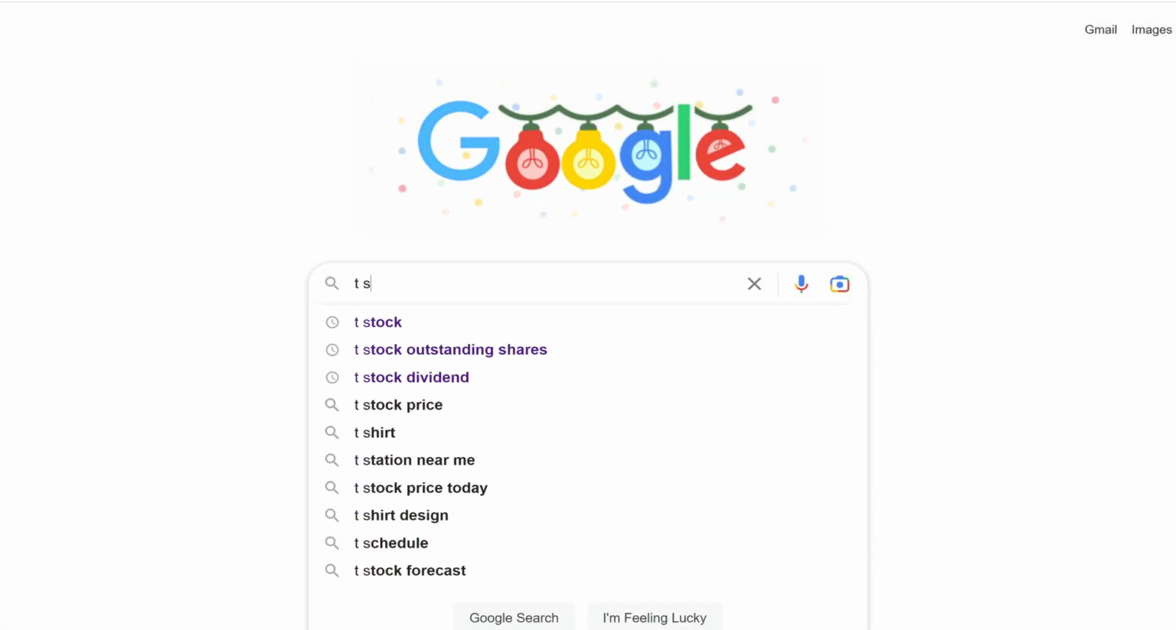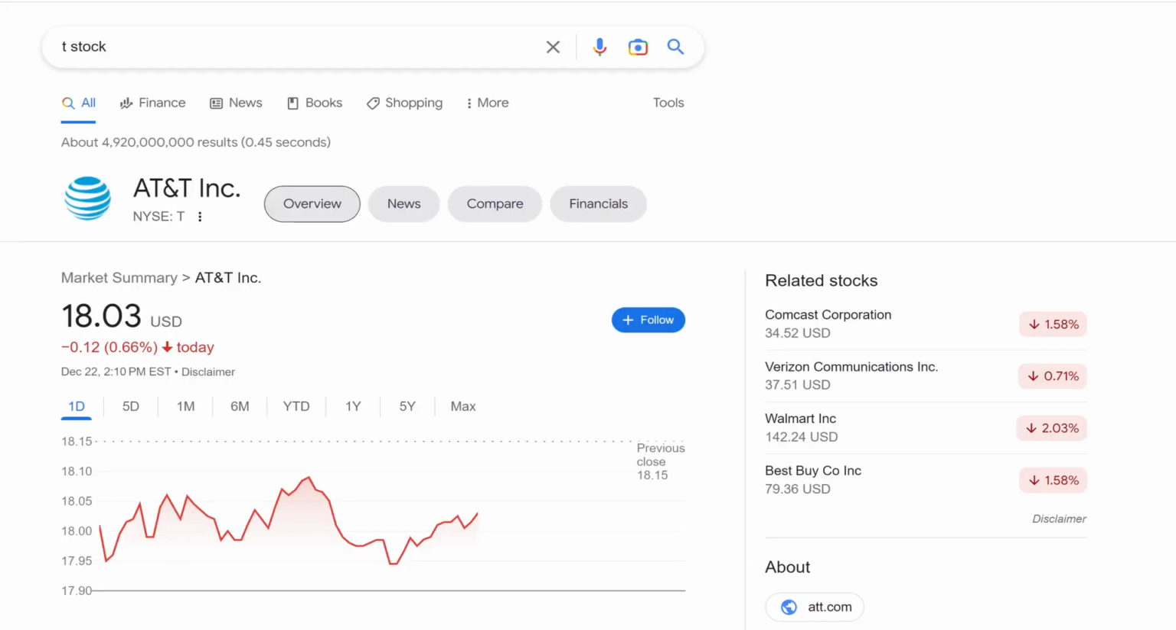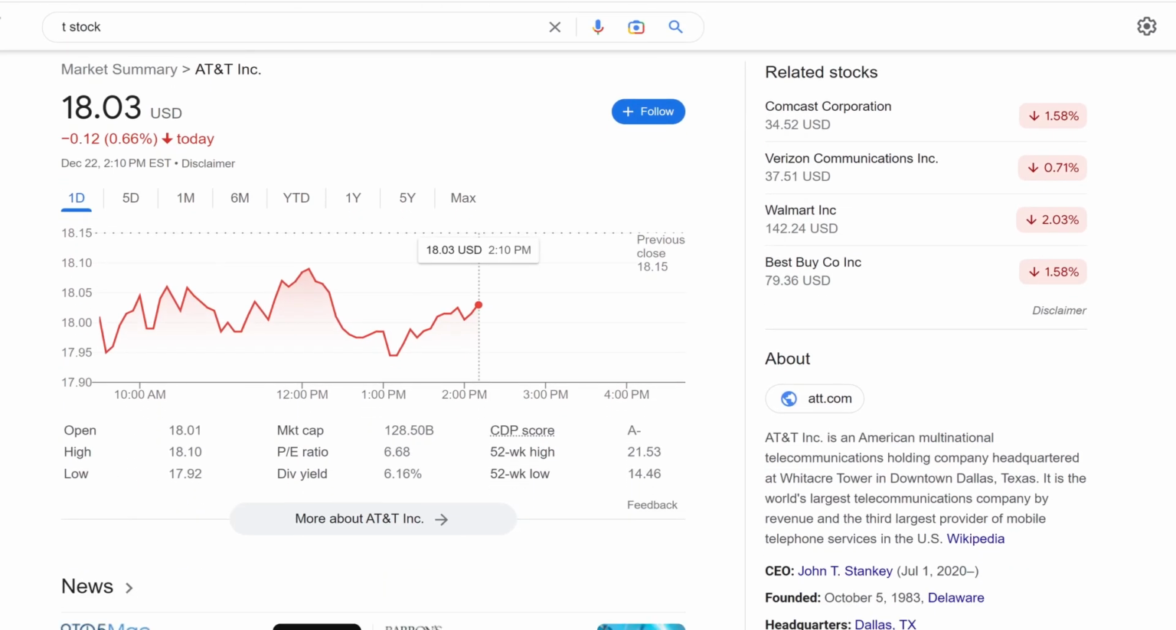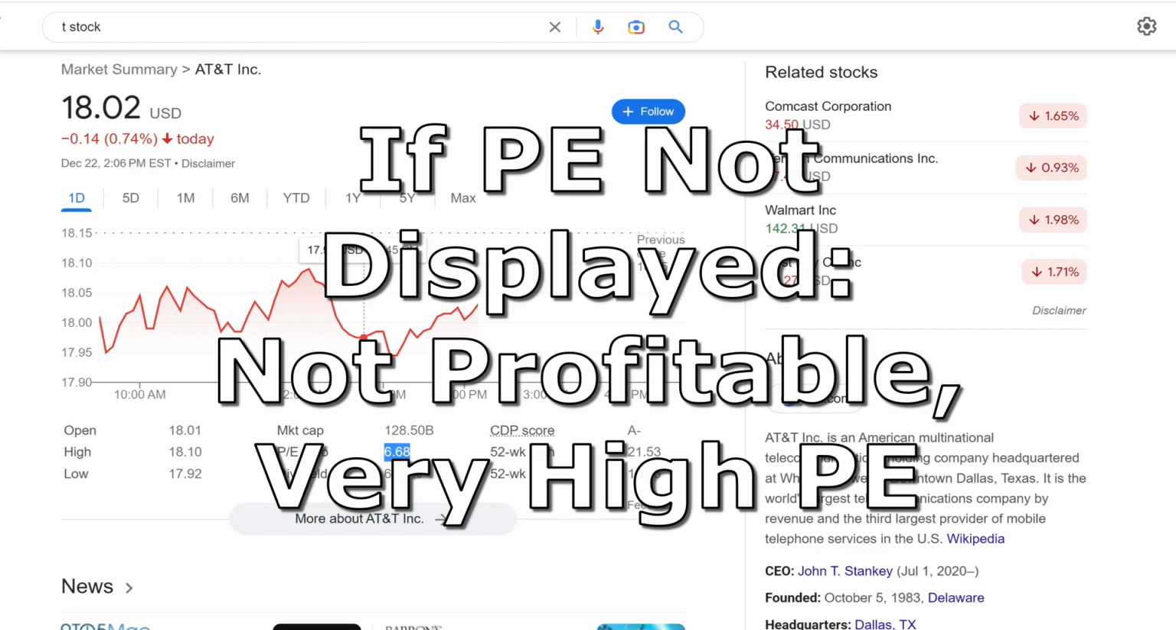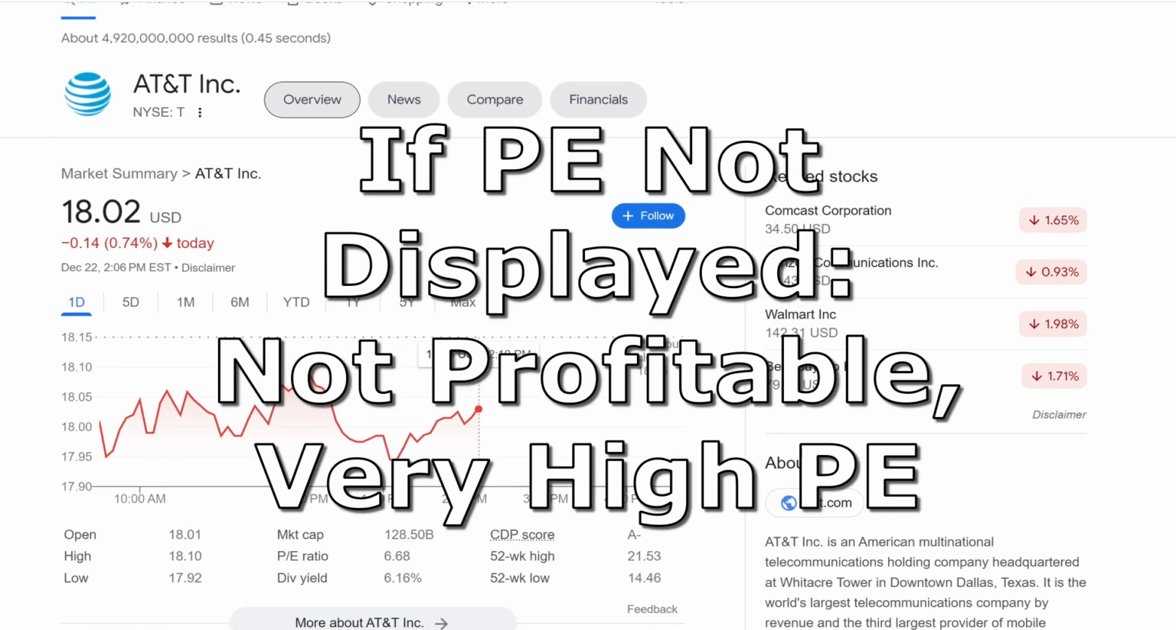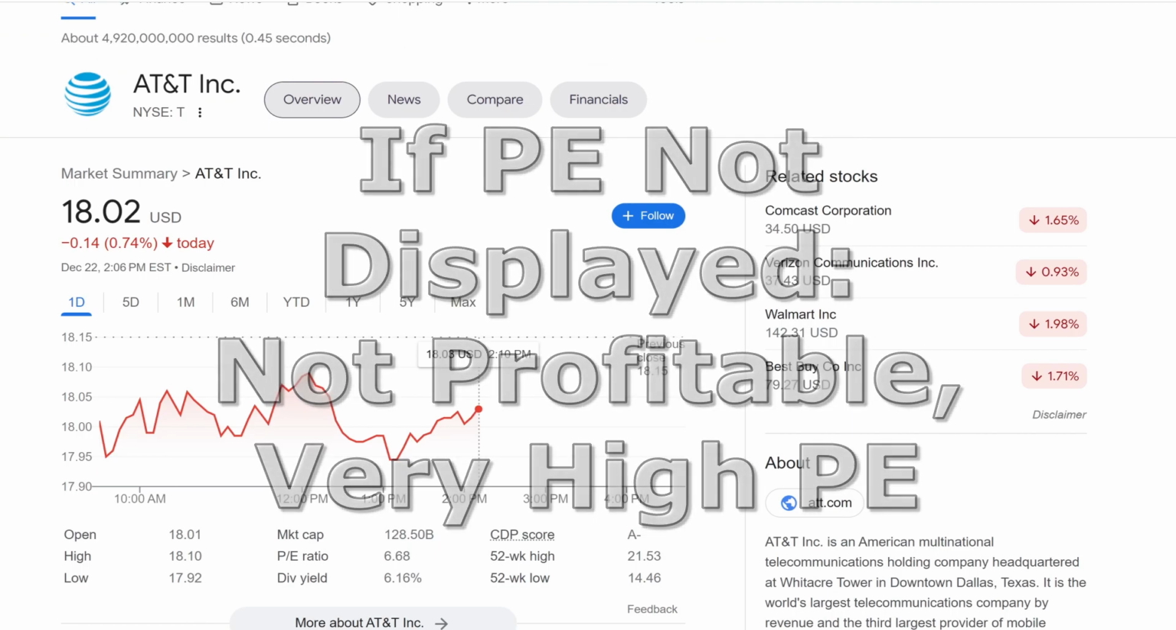What is the first step I take when researching a stock? The first part of my research is really simple. I Google the company and see if it's profitable or not. An easy indicator is if the PE is not displayed. If it's not displayed, it's probably not profitable, and therefore it has a PE that is less than 0. Or it is barely profitable, so the PE is very, very high, perhaps over 1,000.